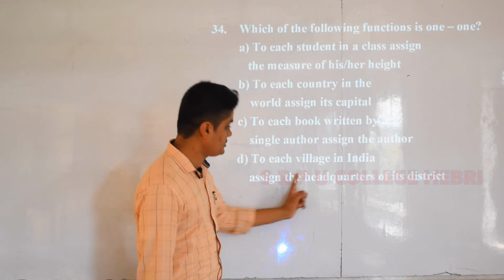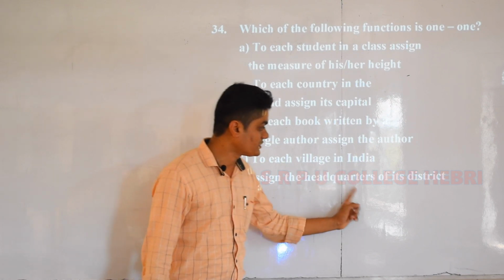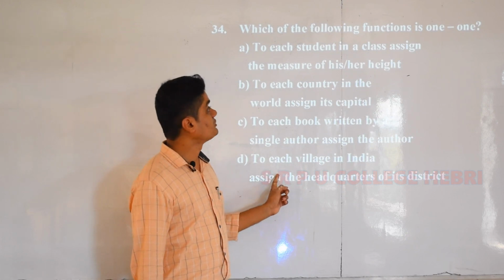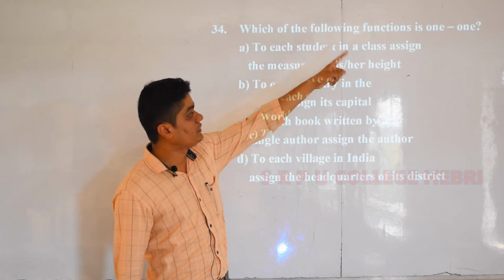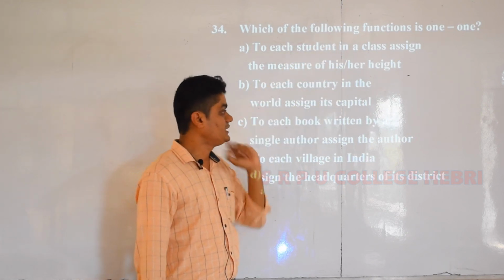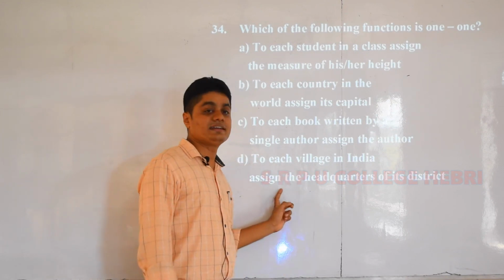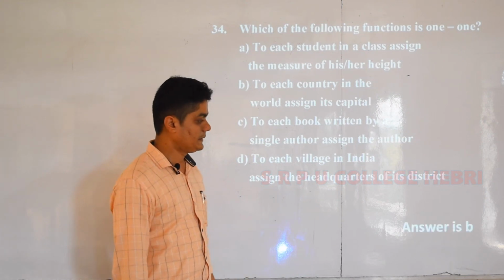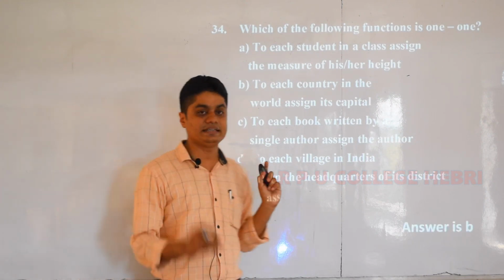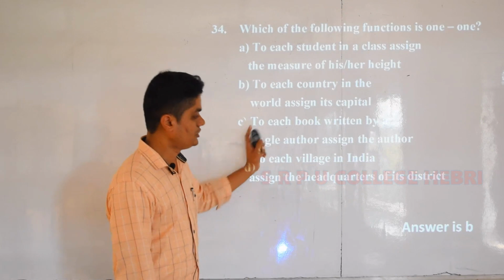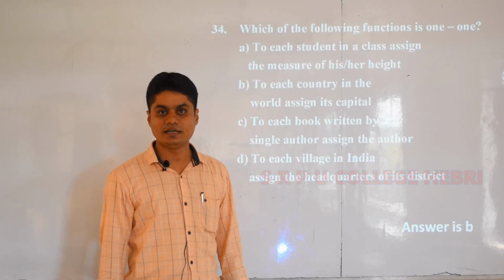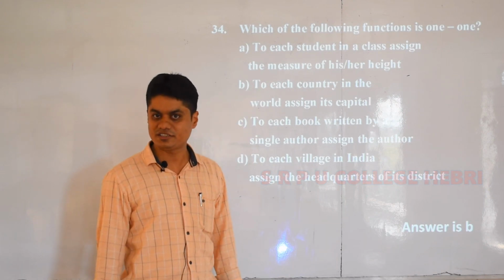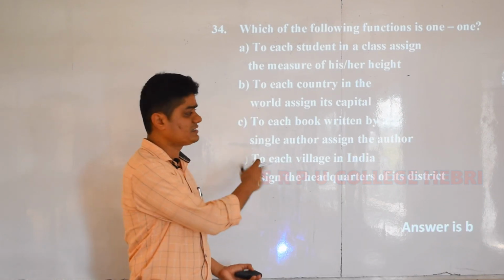Remember that. To each village in India, assign the headquarters of its district. This also has chances of two villages having the same headquarters, so this is also not possible. So the 1-1 option is: to each country in the world assign its capital. One country has only one capital. So the answer is option B. 1-to-1 correspondence is possible only in option B. That's all, there is no writing work, just analyzing.